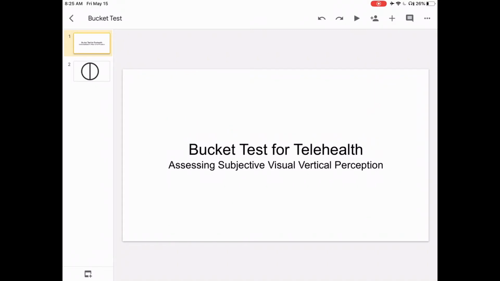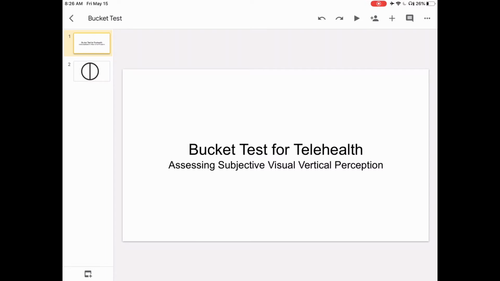I'm a physical therapist at Reactive Physical Therapy, and today I wanted to share with you a creative solution for assessing subjective visual vertical perception in a telehealth setting. Traditionally, subjective visual vertical perception is assessed by using the bucket test. And the bucket test is a really helpful tool, especially with patients with camptocormia and understanding the sensory inputs and why they may be in a particular posture. And I really enjoy using this test with that population. It gives me a lot of good information.